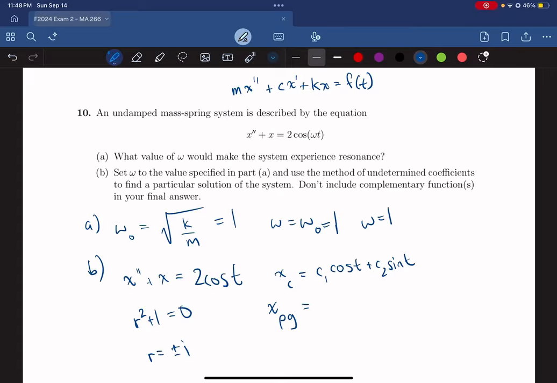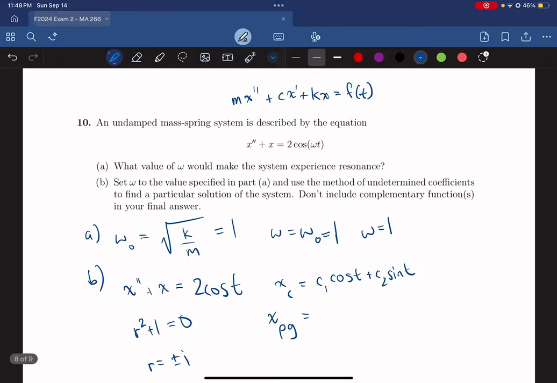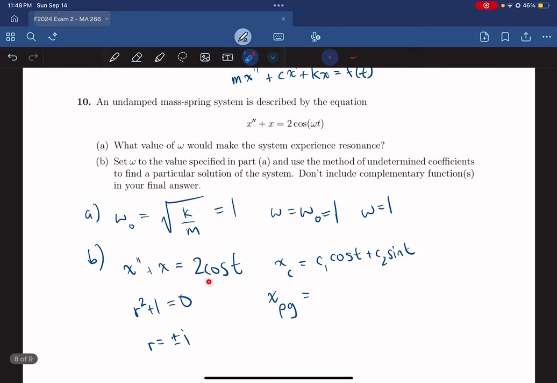So you're going to have your particular solution guess, and for that you're going to look at this part. So 2 cosine t, and like I said on the first question, whenever you see sine or cosine, your form is going to be a cosine t plus b sine t, or 2t or 3t, depending on whatever it is. Here we just have t. So we're going to have a cosine of t plus b sine of t.